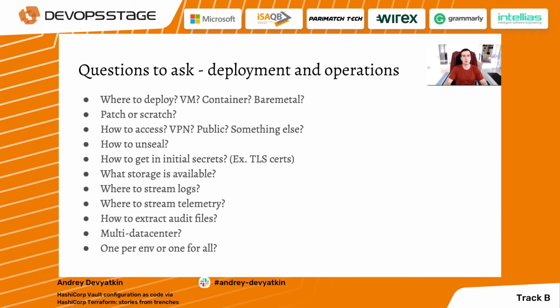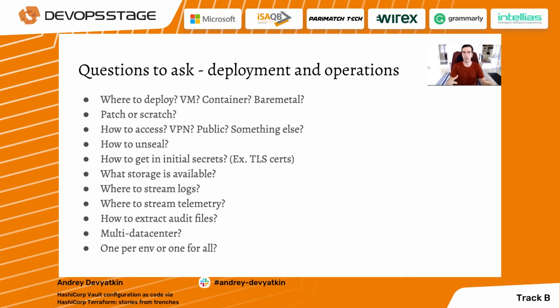Then how do you get initial secrets in there? For instance, how do you get TLS certificates deployed to your Vault installation so you can access it over HTTPS, and Vault terminates the TLS connection? How are you going to store the Vault backend, the Vault database, what storage options are available? How do you stream logs out?